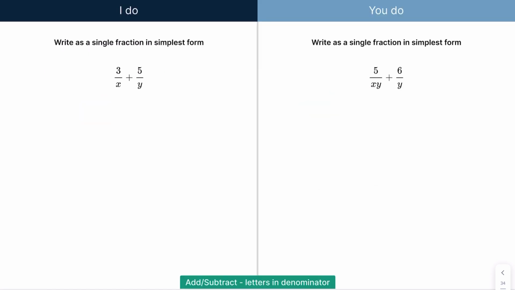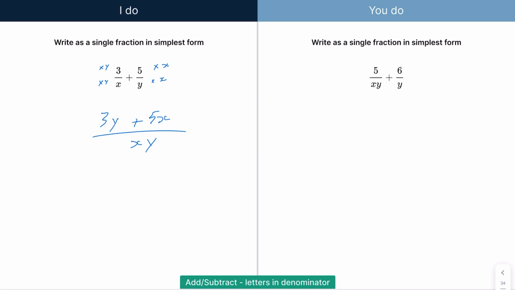Here are the answers. And now we've got letters in the denominator, but the exact same rule applies. You want to make the denominator the same. So times the left side, top and bottom by y, and then times the right side, top and bottom by x. So that gives me 3y plus 5x all over xy. And that is it in its simplest form. We can't simplify that any further.